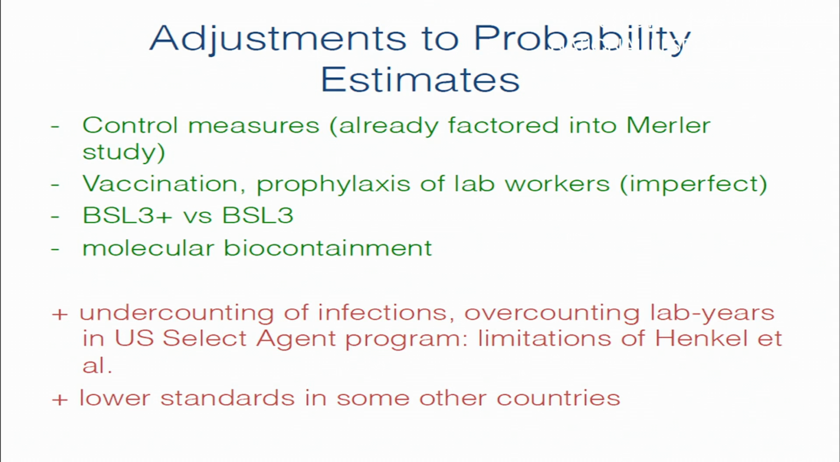A more detailed analysis would adjust these probabilities to account for such factors as control measures that might be in place if the infection were recognized, beyond those already accounted for by Merler et al. in their study. Also for the use of vaccines and prophylaxis in lab workers, and for the additional features of BSL-3+ compared to BSL-3. On the other hand, the figures derived from the literature are minimum estimates, and lab safety varies dramatically and might not be as good in all labs where such work happens as in the ones where it is happening now.